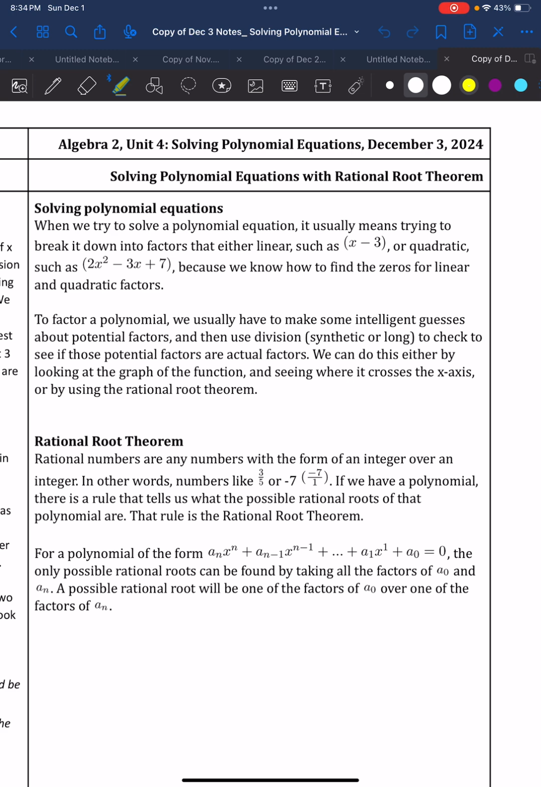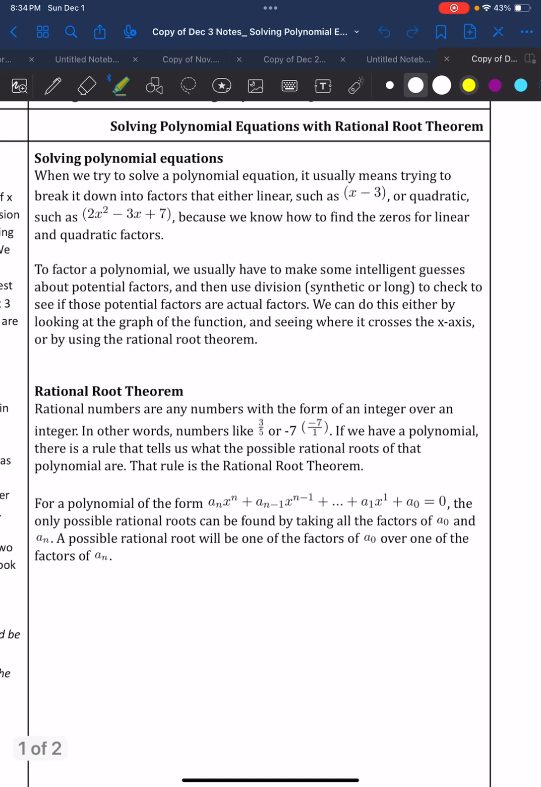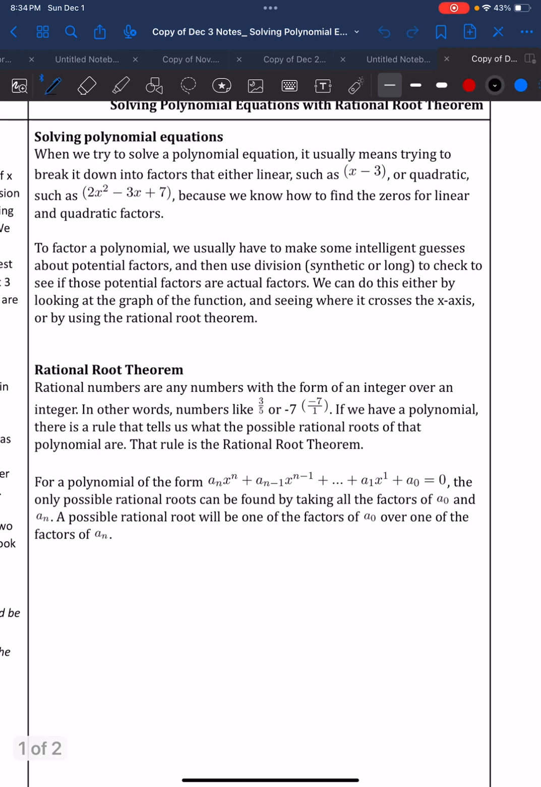And what the rational root theorem says is that if you have a polynomial, if you take the first coefficient and get all the possible factors of the first coefficient and all the possible factors of the last coefficient, then the rational roots will be one of the factors of the last coefficient over one of the factors of the first coefficient. All right. At this point, that probably sounds a little bit weird. So let's try an example, because I think with an example, we'll be able to see this.